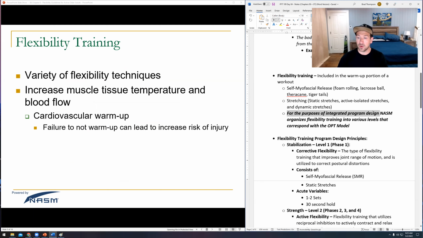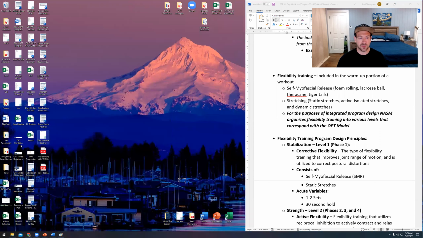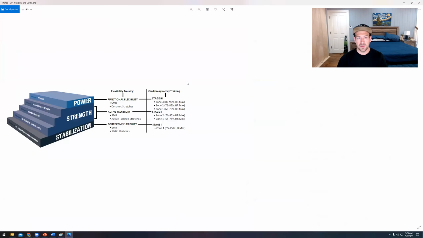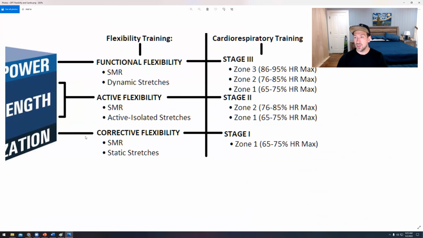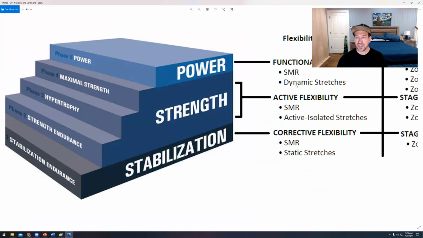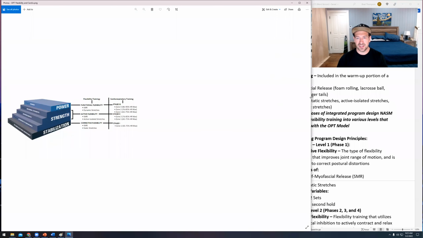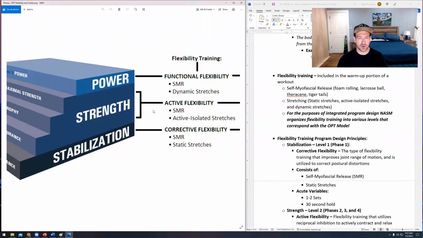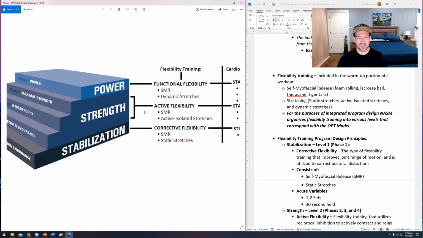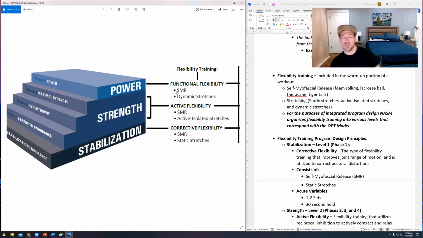So for the purposes of program design, NASM has taken these various flexibility techniques and organized them using the OPT model. So we've talked about the OPT model plenty of times, right? It's the staircase, NASM's approach to program design. Now, we're going to be talking a lot about the levels for the next few days. We're going to be looking at the stabilization level, the strength level, and the power level. Now, obviously, there are phases over here as well.